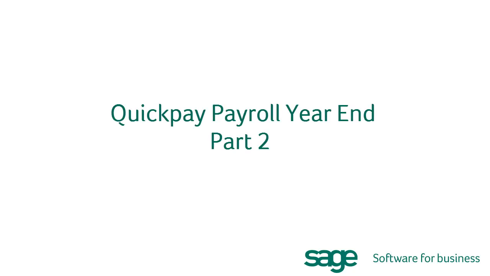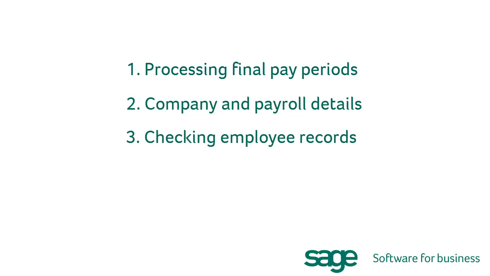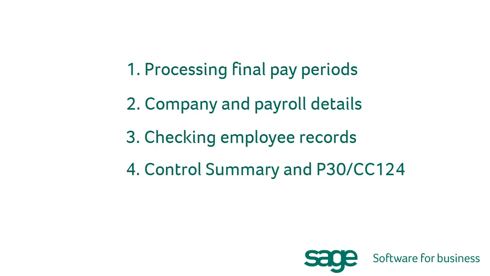Part 2 of the payroll year-end process involves the following steps: processing the final pay periods of the tax year, checking company and payroll details, checking employee records, comparing the Control Summary and the P30 CC124, and printing tax deduction cards.